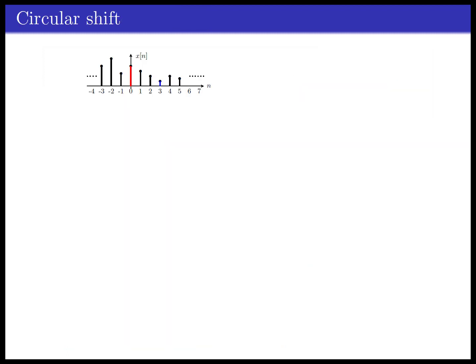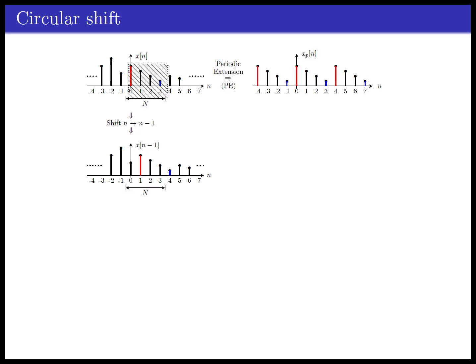As one of the first consequences of this periodic behavior, we need to pay special attention to the shift operation. When shifting, for example, a signal x[n] over one sample to the right, the result is as shown on the slide. More specifically, the red sample at index n is 0 moves to index n is 1, and the blue sample at index n is 3 moves to index n is 4.